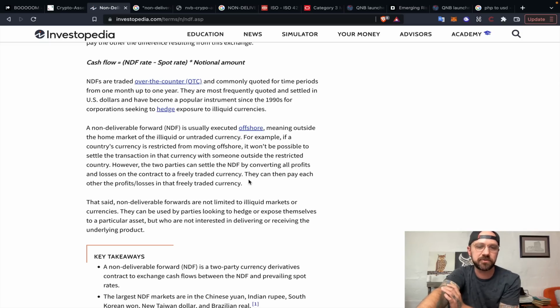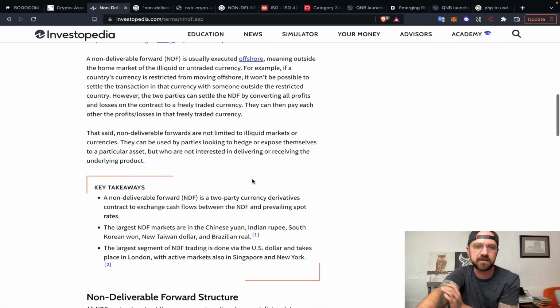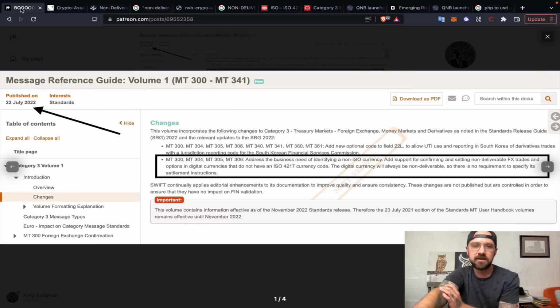They can then pay each other the profit/losses in that freely traded currency. That said, non-deliverable forwards are not limited to illiquid markets or currencies. They can be used by parties looking to hedge or expose themselves to a particular asset, but who are not interested in delivering or receiving the underlying product.